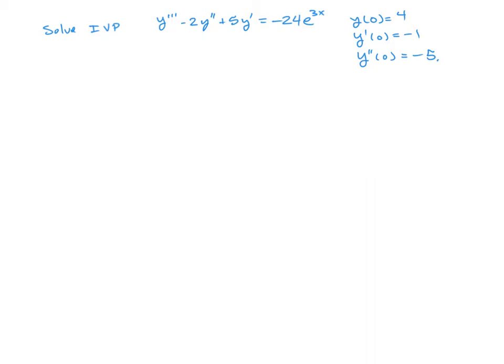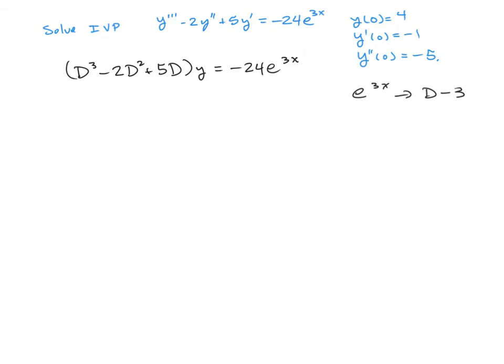So this is going to be the third derivative minus 2 times the second derivative plus 5 times the first derivative applied to y is equal to negative 24 e to the 3 times x. And then the next thing to do is find an annihilator for e to the 3x. Well, that's really simple because e to the 3x is annihilated by just d minus 3. It's a very simple operator.